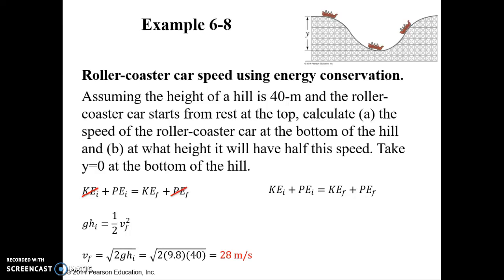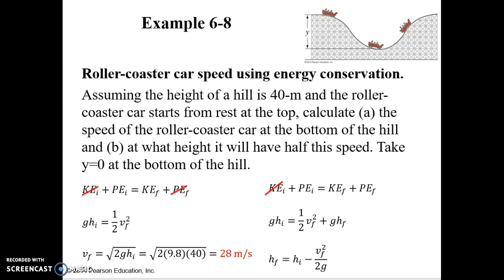Now for part B, again start with conservation of energy. But this time only initial kinetic energy equals 0 because it starts from rest. Plug in the equations for kinetic and potential energy, and mass cancels out, so our equation reduces, and this time we're solving for the final height. Plug and chug, and we get 30 meters. Now notice that I plugged in 14 meters per second for the final velocity because that's half of 28 meters per second from part A.